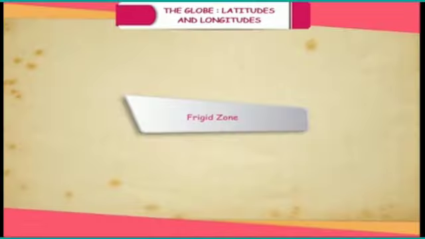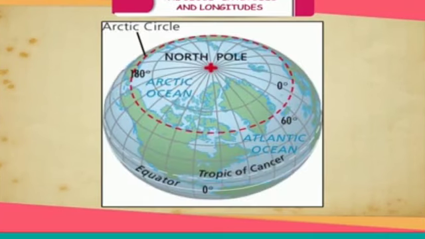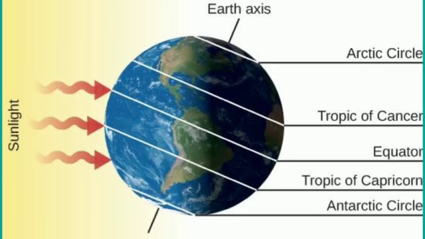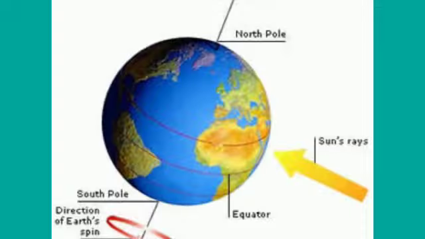The third heat zone is the freeze zone. These are certain cold areas in the hemispheres, between the Arctic Circle and the North Pole in the Northern Hemisphere and from the Antarctic Circle to the South Pole in the Southern Hemisphere. These places are very cold. It is because here the sun does not rise much above the horizon. Therefore, its rays are always slanting and provide less heat. So, these are called the freeze zone.